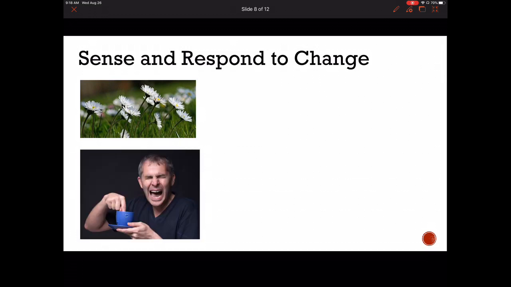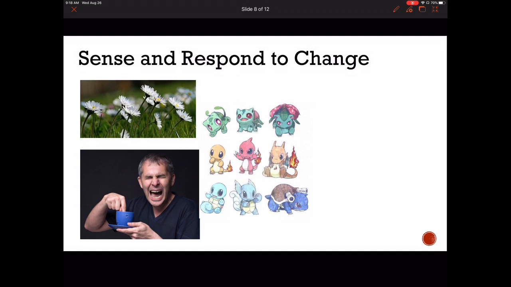Animals and people would respond to change in their environment. If you stick your finger into a hot cup of something, you're going to react and hopefully respond to that. Things adapt over time. These Pokemon adapted from these cute little things up to their whatever big selves. I don't know anything about Pokemon. I don't know why I put that in there.